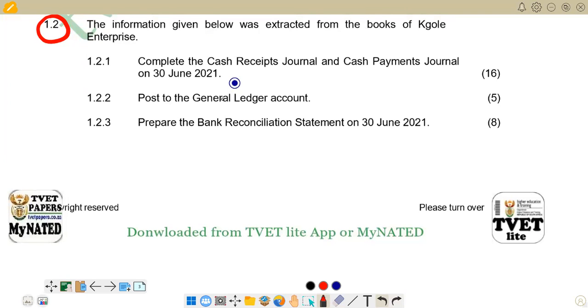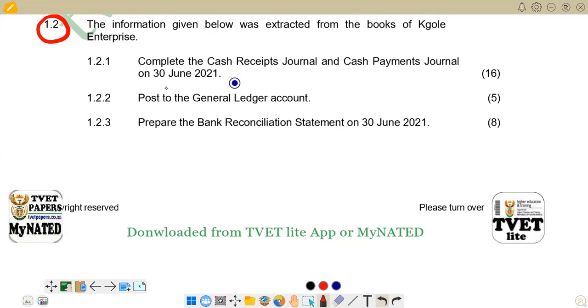We are going to read through the questions that we have here and answer the questions that follow. These are the questions at the beginning: 1.2.1, 1.2.2, and 1.2.3. The question reads: the information given below was extracted from the books of Kigoli Enterprise. 1.2.1, complete the cash receipt journal and cash payment journal on 3rd June 2021. Then 1.2.2, post to the general ledger account. And 1.2.3, prepare the bank reconciliation statement on 30 June 2021.